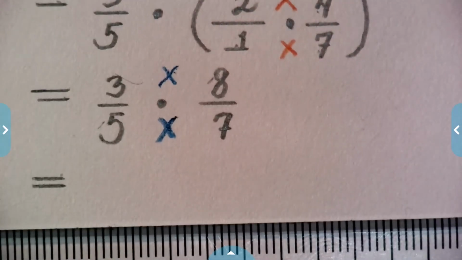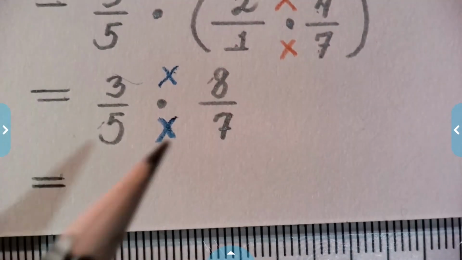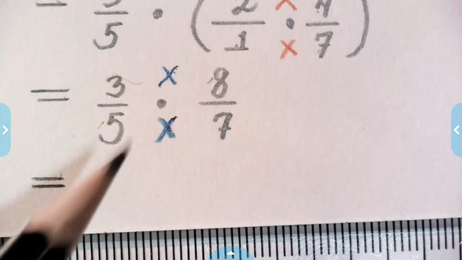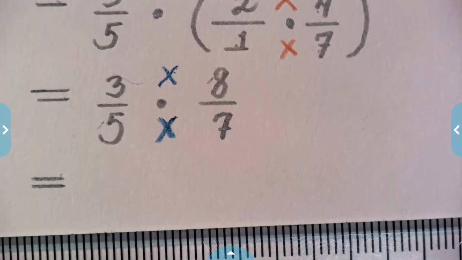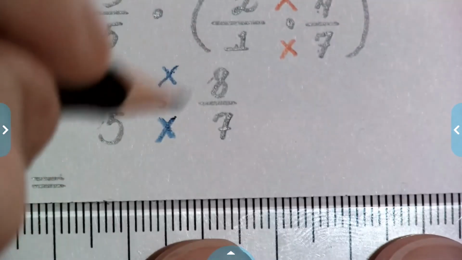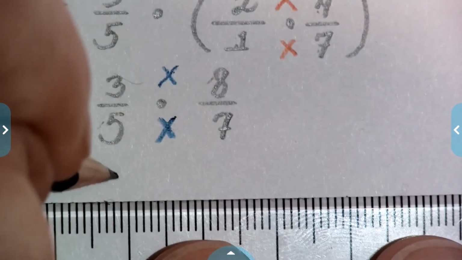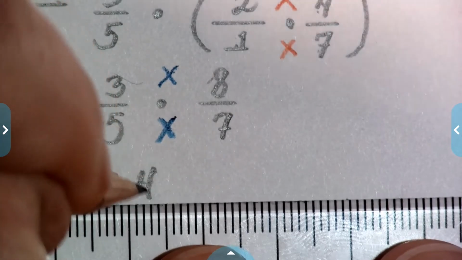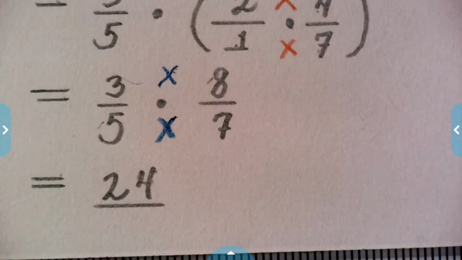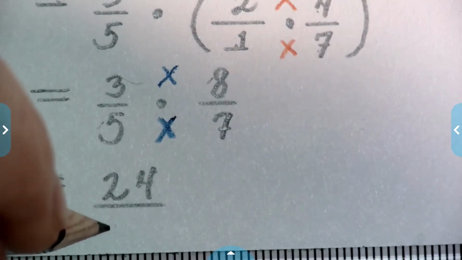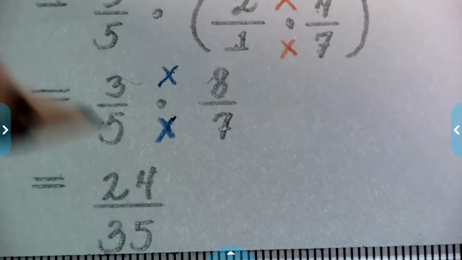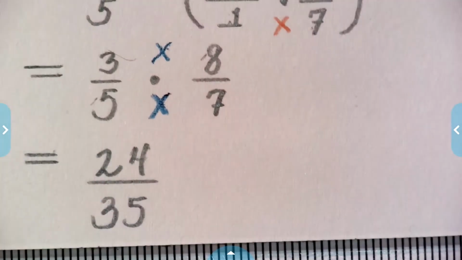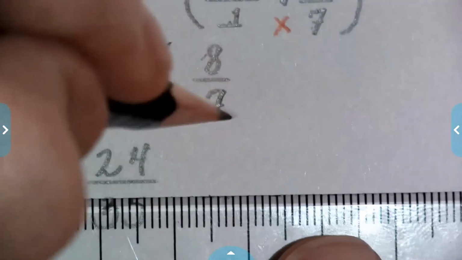By the way, I already know that because everything here is co-prime, when we get done multiplying across the top and the bottom, there won't be any way to reduce the fractions. But that's just a side point. 3 times 8 is 24. And 5 times 7 is 35. And that's irreducible, and I'll show you why.